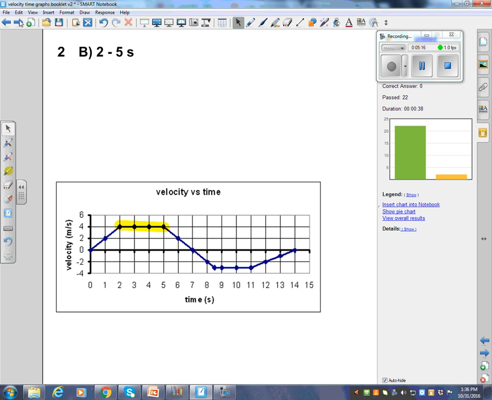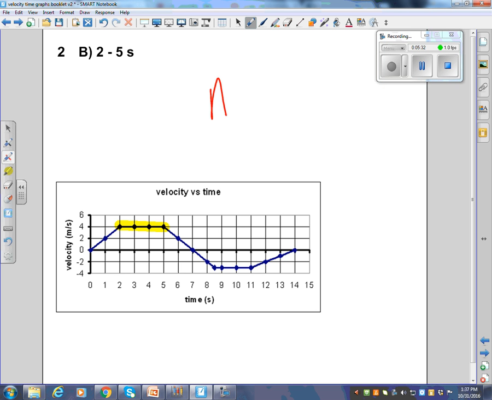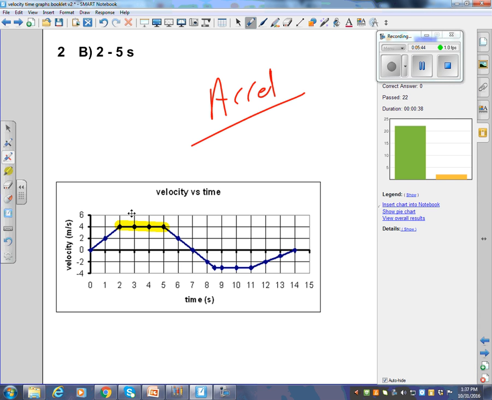Question number 2, though. The correct answer is 0. Why is it 0, Kaylee? Because it's not moving. It's flat. Oh, hang on. Let's not go with it's not moving. Because what are we asked to find? No, we are asked to find the acceleration. If the acceleration is 0, does that mean it's not moving? No. It's not. It means it's not speeding up or slowing down. So the slope here is 0.